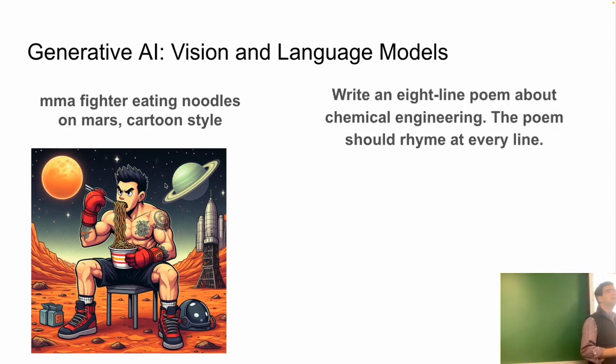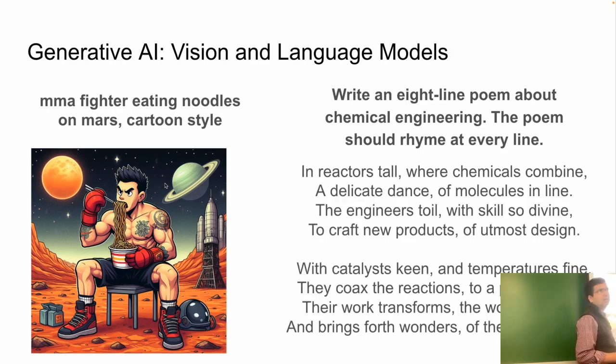The second category is language models. So I asked a language model, write an 8-line poem about chemical engineering. The poem should rhyme at every line. And it came up with this, right? There is no poem like this anywhere, but it wrote it very, very quickly. And it looks like chemical engineering, right? It rhymes. In reactor tall, where chemicals combine, a delicate dance of molecules in line. So it rhymes, and it makes sense also. It didn't exist before. So how are these systems able to come up with very weird things which you ask them to do, and sometimes they are very useful also.